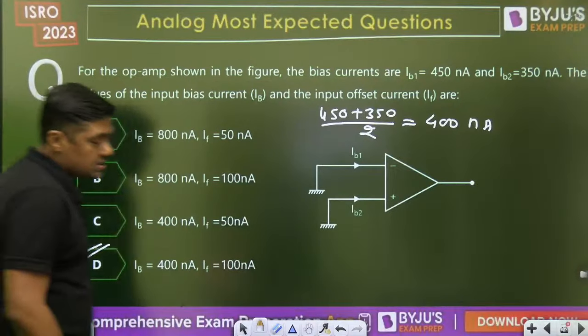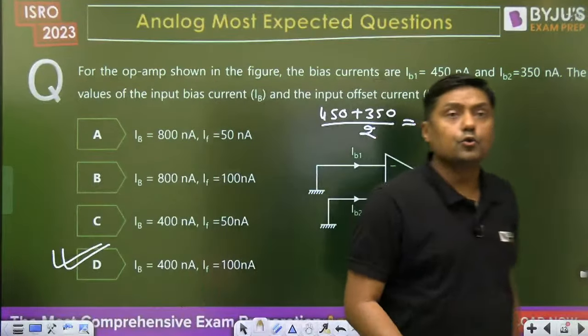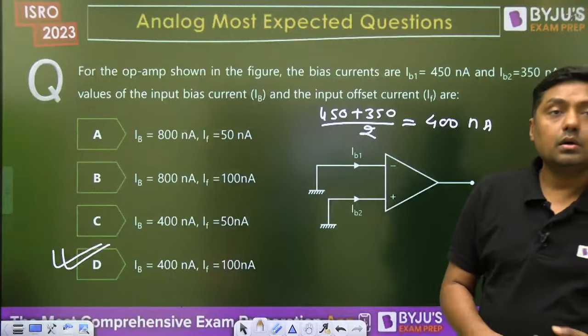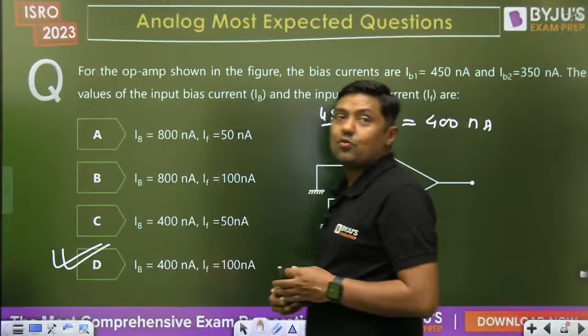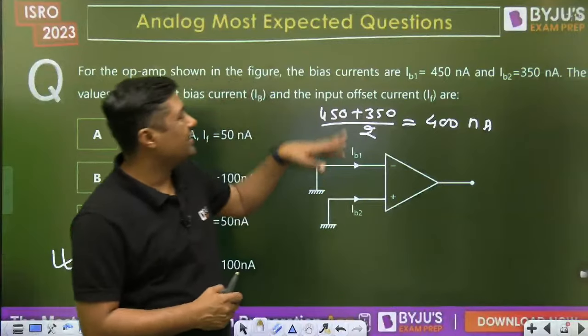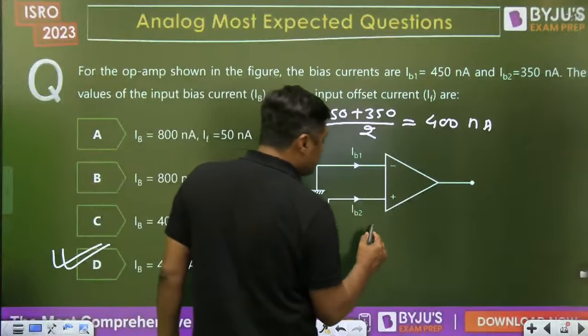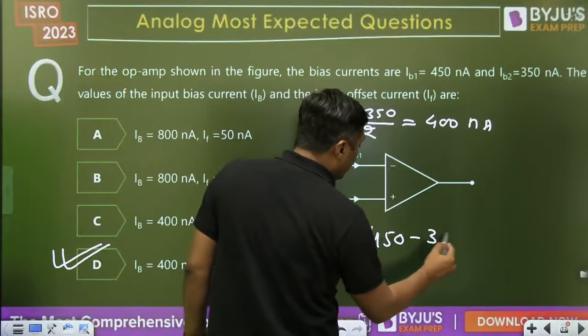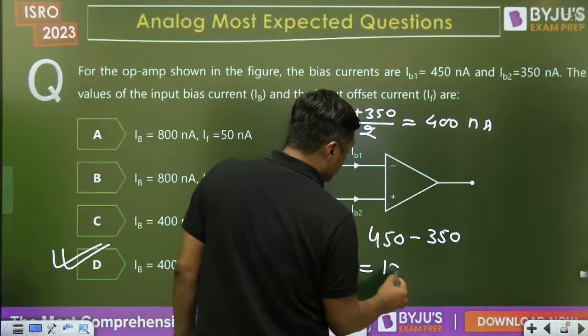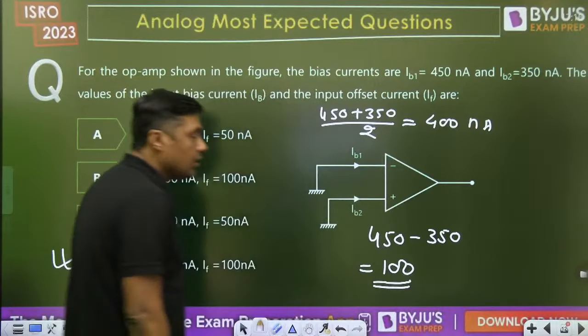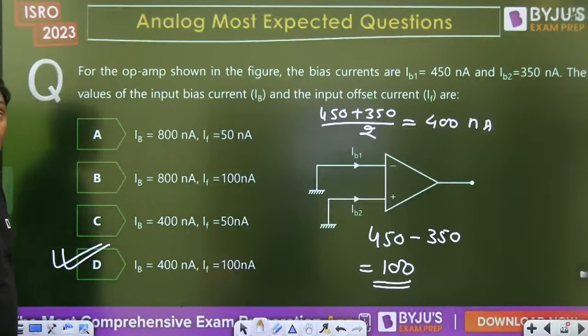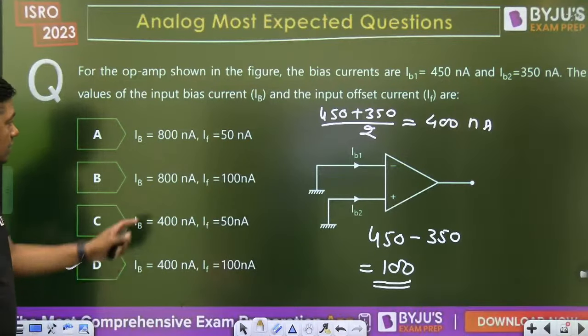D is the answer. Okay, I use average and difference. So what is the difference? 50 or 100? 450 minus 350. Calculation mistake. You are making a calculation mistake then. You have the idea, but please try to avoid the calculation mistake also. So that is the question.